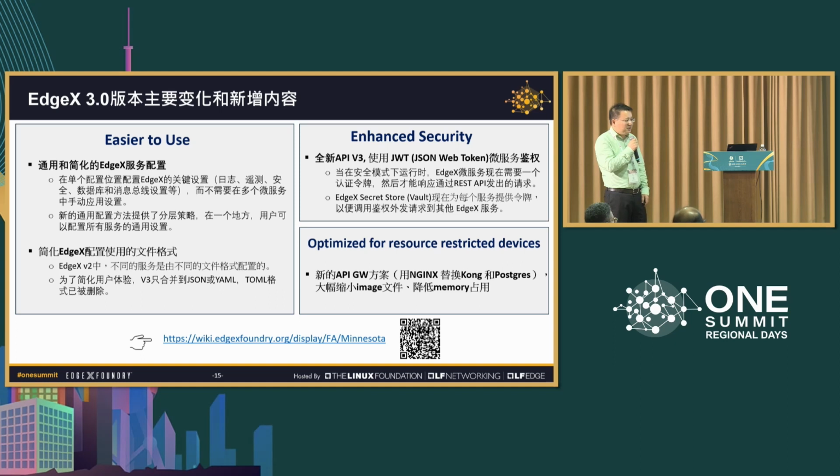The third improvement is optimization for resource-restricted devices. IoT and device edge are becoming lighter compared with before, so we are trying to reduce the image size of EdgeX and reduce the memory of EdgeX Foundry so that it can run on resource-limited devices.